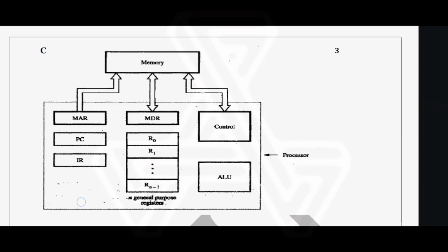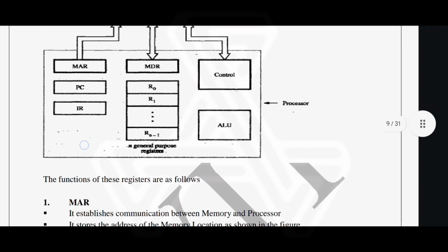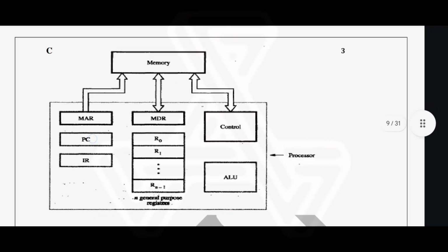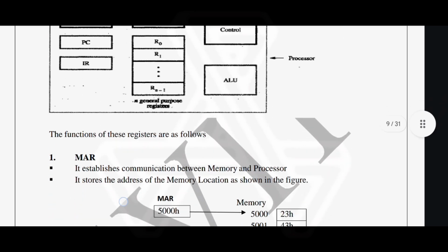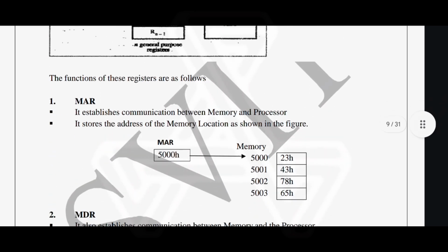This is the diagram of basic computer organization. That is memory, MAR, PC, IR, MDR, R0, R1 to Rn-1, general purpose registers, control, ALU, processor. The functions of these registers are as follows.